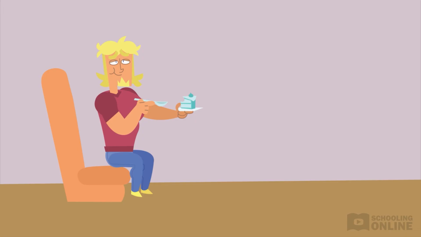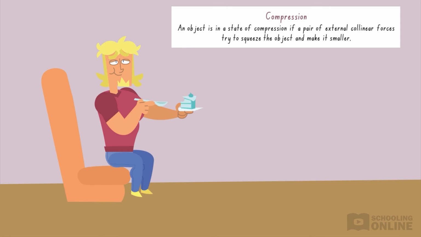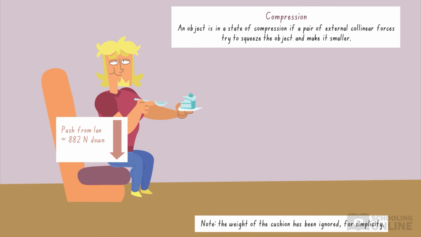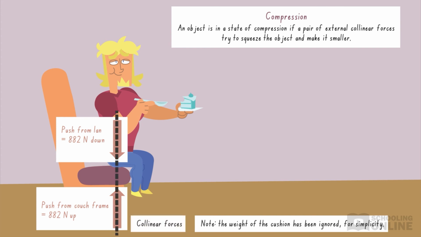A simple example of compression is when a person sits on a couch. To begin, let's define the system to include the cushion and nothing else. Ian's weight pushes the top of the cushion down, while the couch frame pushes the bottom of the cushion up. These are external forces because they are forces that the environment exerts on the system. Furthermore, these forces are collinear because they occur in a straight line.